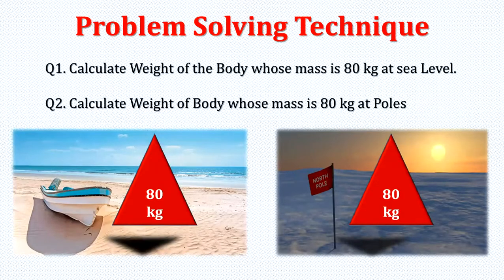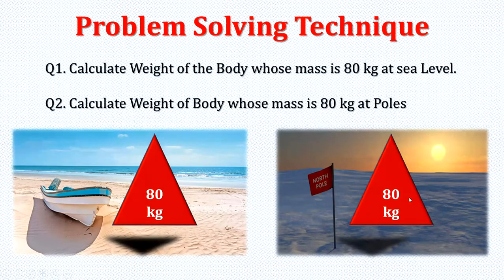So these are numericals we'll try to solve. In the first numerical we have a body of 80 kg mass kept at sea level, and we have to find the weight exerted by that body. In the second, the same body is now kept at the poles. What will be its weight? These two numericals we have to solve.